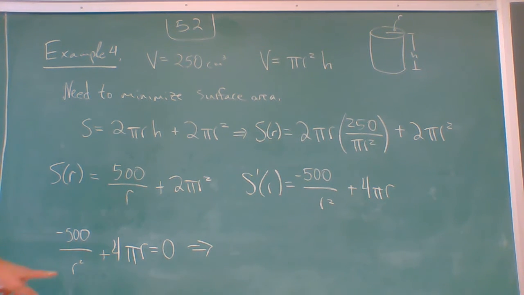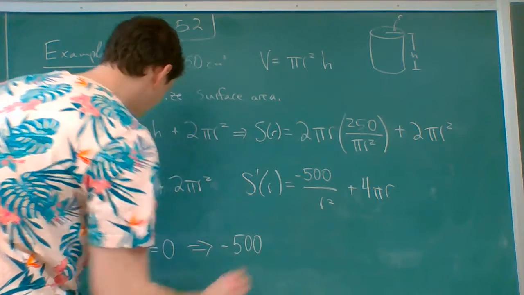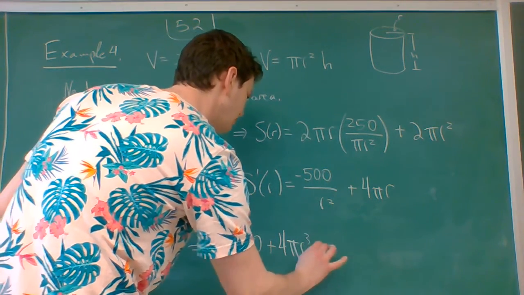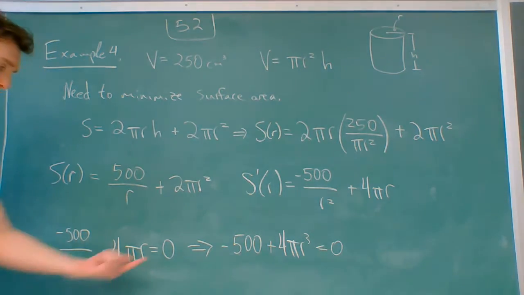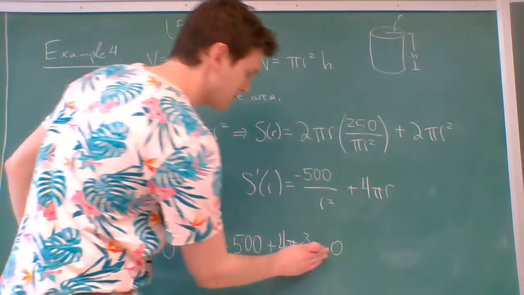Let's see. I'm going to multiply both terms by r squared to get rid of that r squared in the bottom. That's going to give me negative 500 plus 4 pi r cubed is equal to 0. So what I did is I multiplied both sides by r squared to get rid of this r squared in the bottom. Multiplied this by r squared, making that 4 pi r cubed. And the 0 also got multiplied by r squared, but 0 can absorb that, so it's still 0.